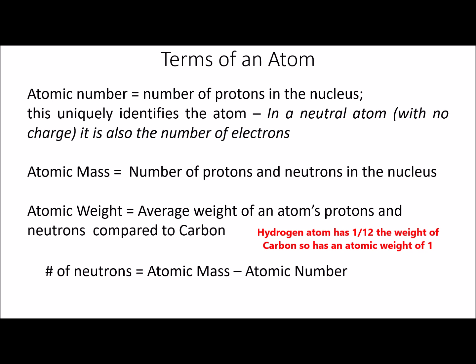One other thing, the number of neutrons you can find out by subtracting the atomic number, which is the number of protons in the nucleus, from the atomic mass, which is the number of protons and neutrons in the nucleus.